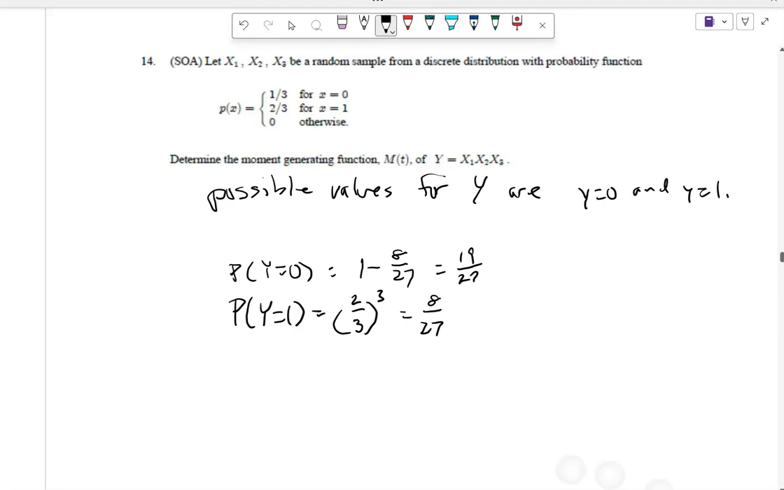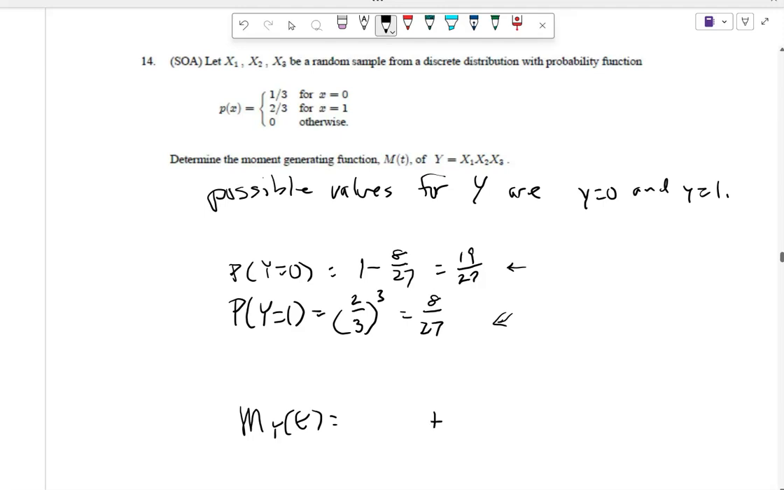All right. So now we have the probability that y is equal to 0 and the probability that y is equal to 1. So we should be able to get the moment generating function. How many values of y are in your support? How many distinct values of y can we have that have non-zero probability? 2. For your moment generating function, it's an expected value, right? To do expected value, you sum up over the entire support. How many elements are in the support? 2. So we're going to have 2 terms in the sum.